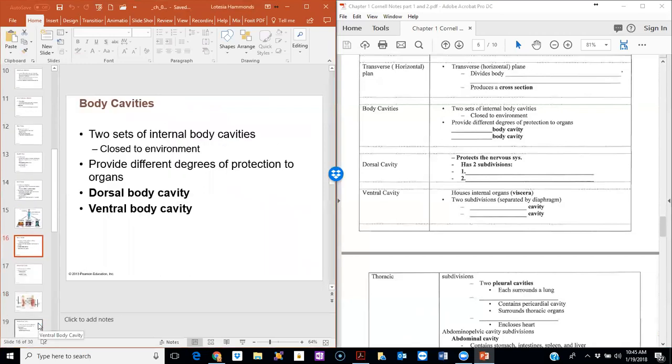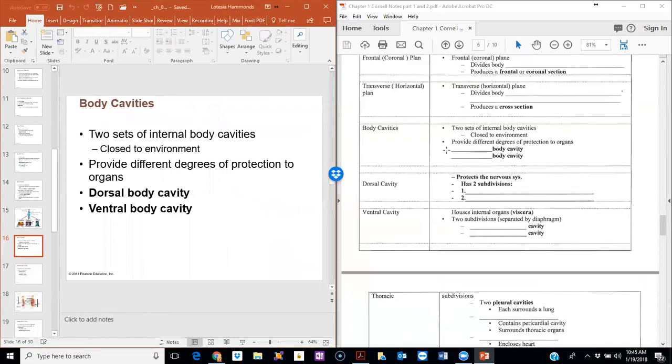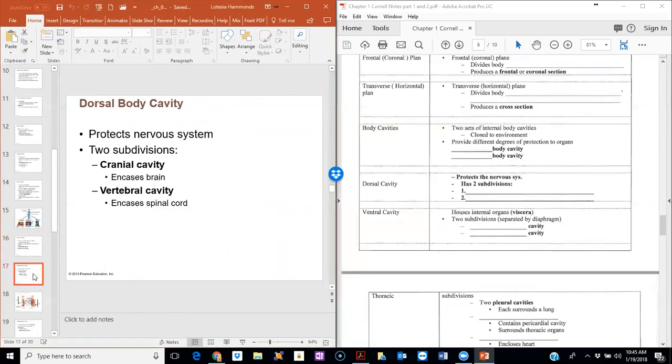All right, next are our body cavities. We have two internal body cavities, which is the closed or internal environment. It provides different degrees of protection to the organs. The first is the dorsal body cavity. Next is the ventral body cavity. Dorsal being the rear portion, ventral being the portion toward the front.